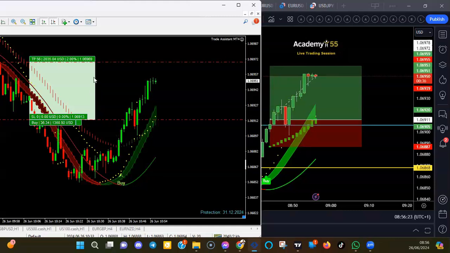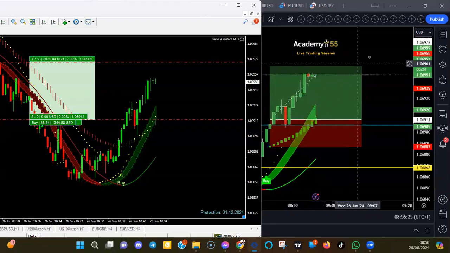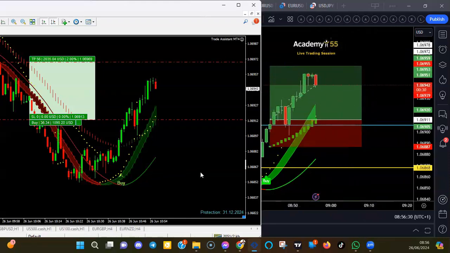We're well over 1% at the moment. Like I say, I don't see any barriers, but price will do what it's going to do. Price can be nasty sometimes, especially this time of the day.